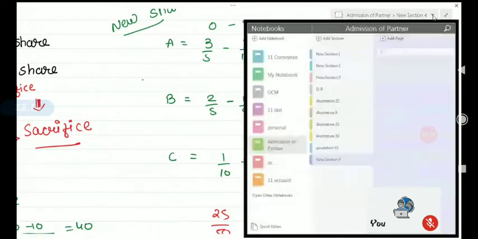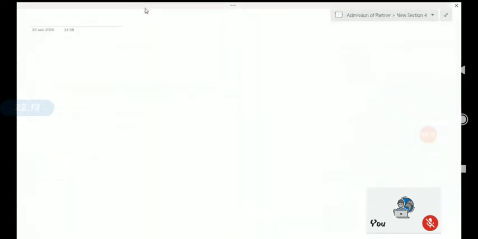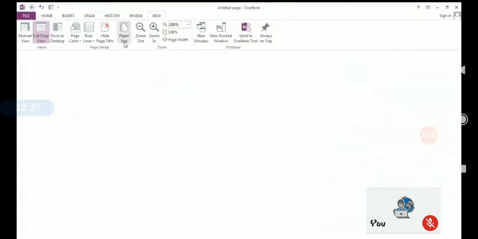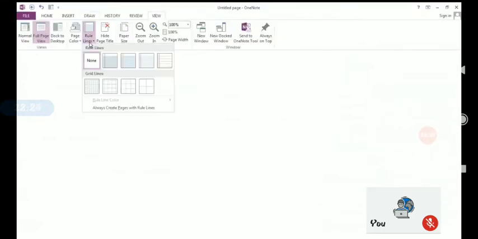Let me give you a quick revision of what you need to do exactly while you are calculating. I'm just giving you the formulas and overview.